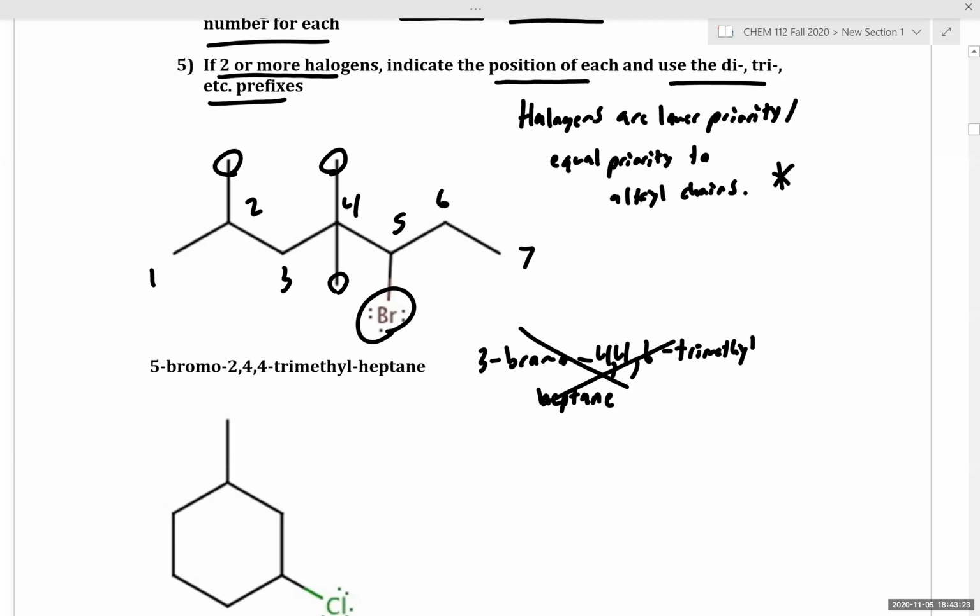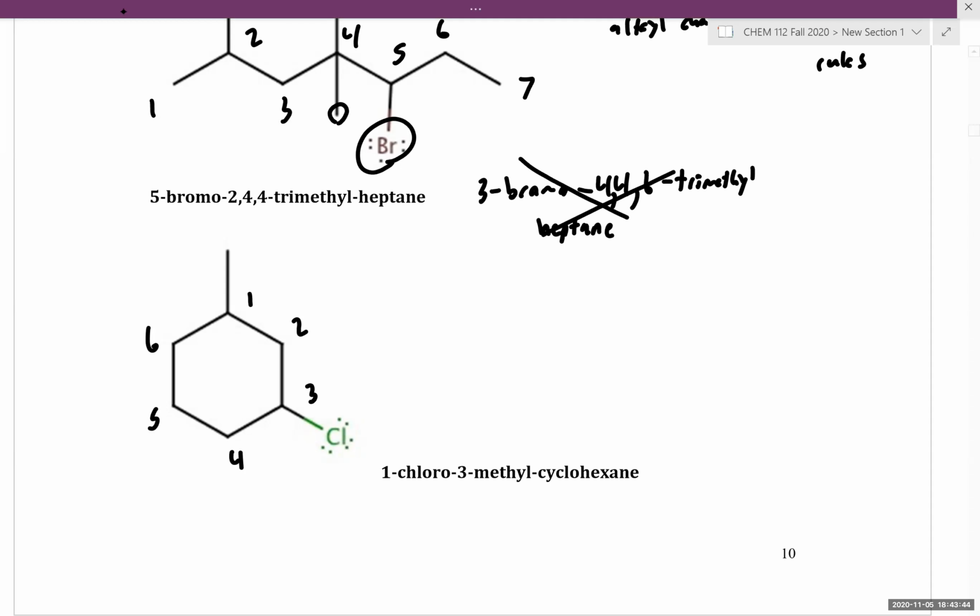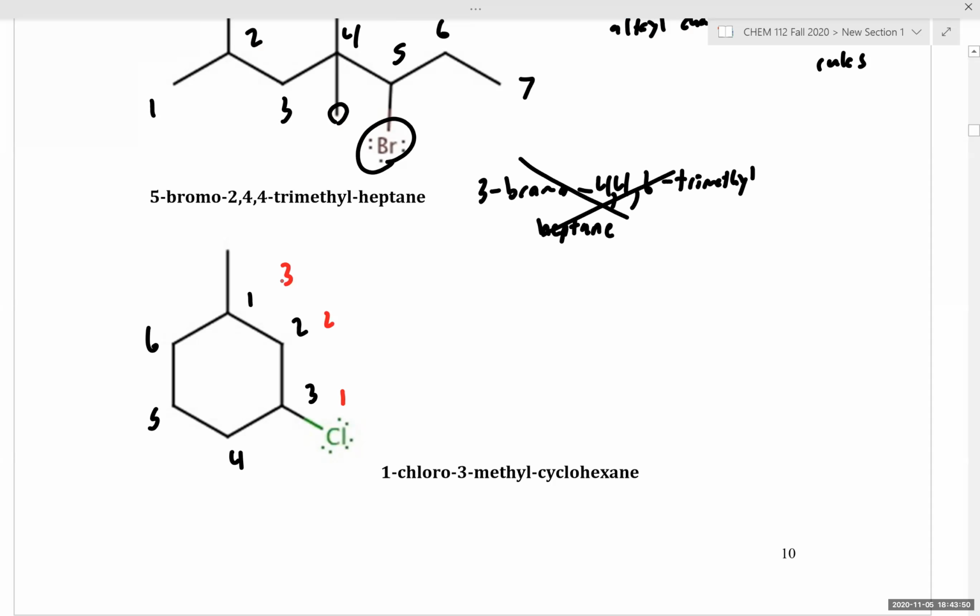But I just want to put a star next to this, but remember the alphabetical rules. Just make sure you keep in mind the alphabetical rules. So if there's a tie, alphabetical order comes into play. So in this case, we have 2 potential numbering conventions. The numbering convention in black or the numbering convention in red. So looking at our 2 proposed names, we can either name it as 1-chloro-3-methylcyclohexane or 1-methyl-3-chlorocyclohexane.